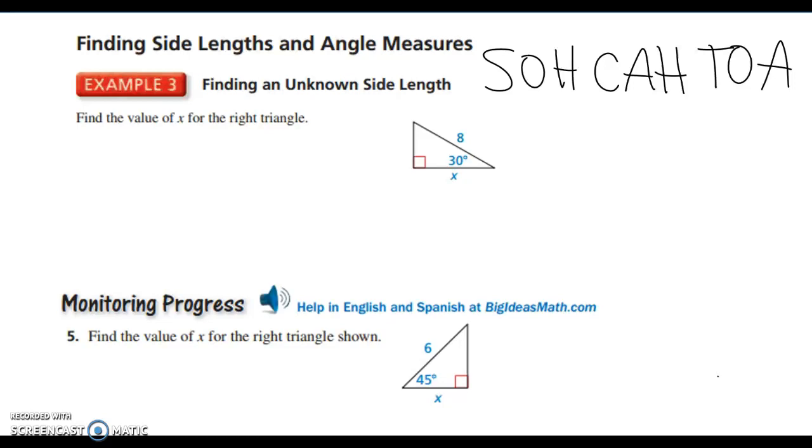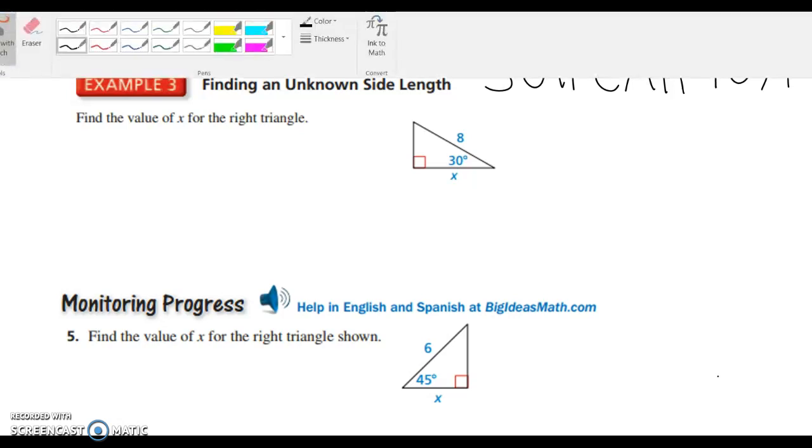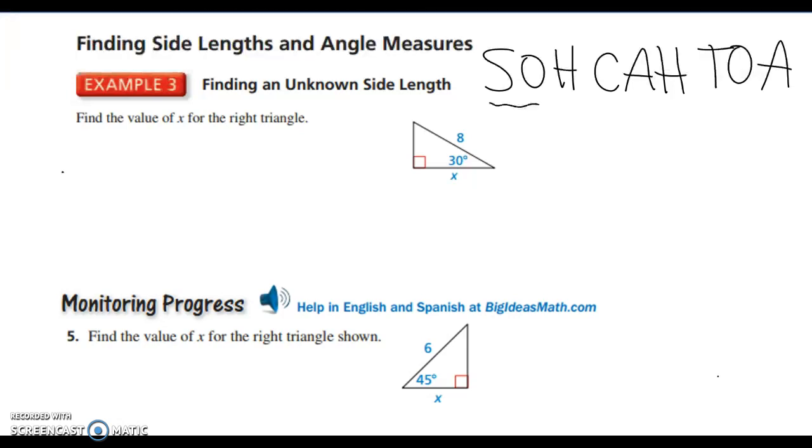Go to example 3 in your notes packet, and remember we're going to use SOHCAHTOA for this problem. What I want to do is I'm given my angle and I'm going to label my sides. My x is my adjacent side and my 8 is my hypotenuse. So what trig function would I use with this angle if I have the adjacent and the hypotenuse? Good, I should use cosine.